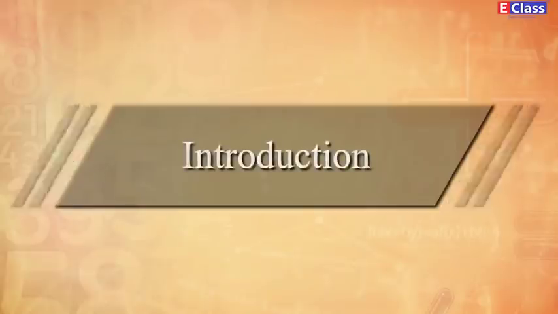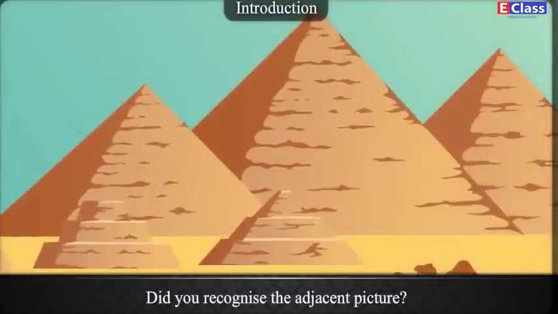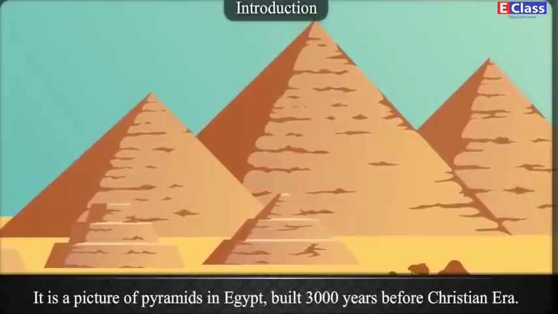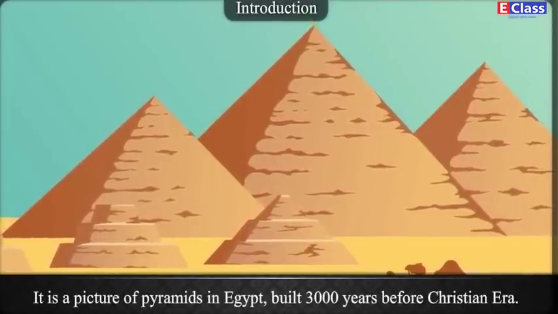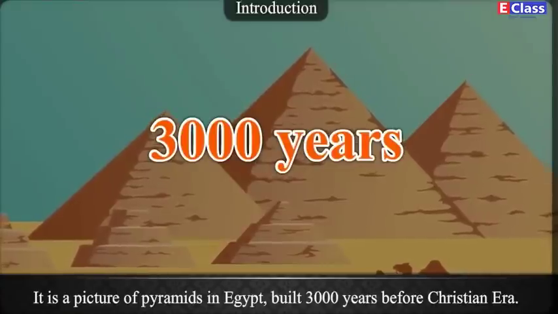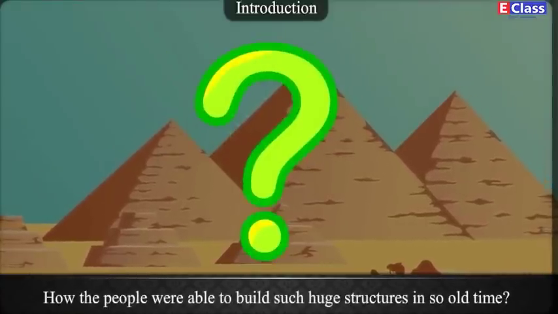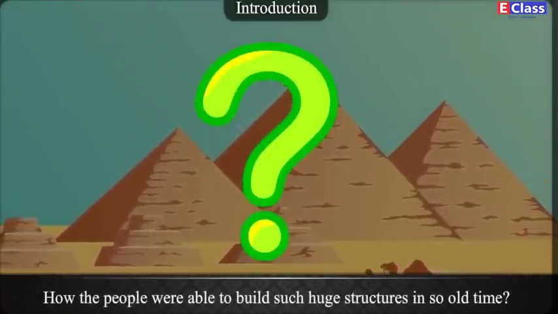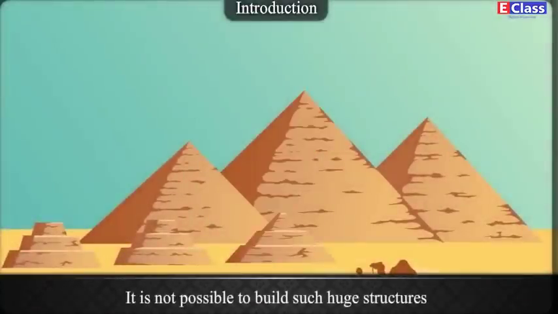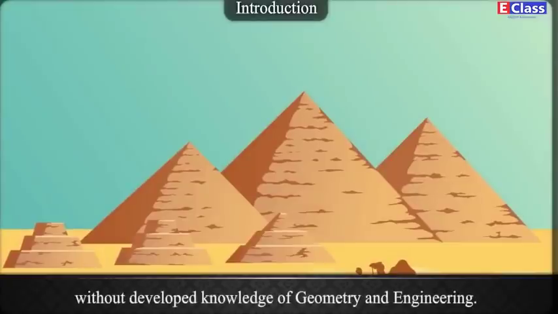Introduction. Did you recognize the adjacent picture? It is a picture of pyramids in Egypt, built 3000 years before Christian era. How were the people able to build such huge structures in so old a time? It is not possible to build such huge structures without developed knowledge of geometry and engineering.